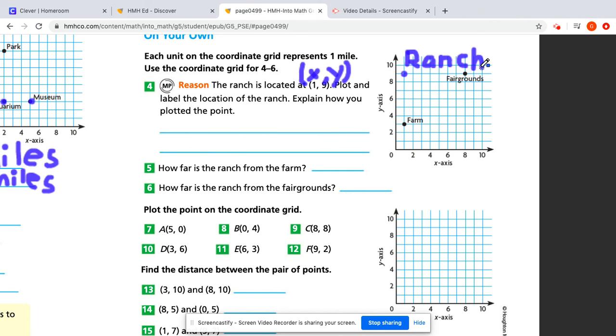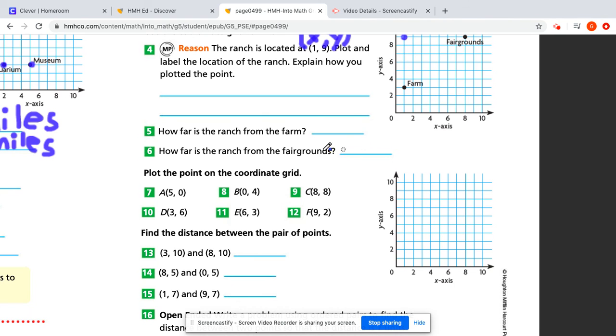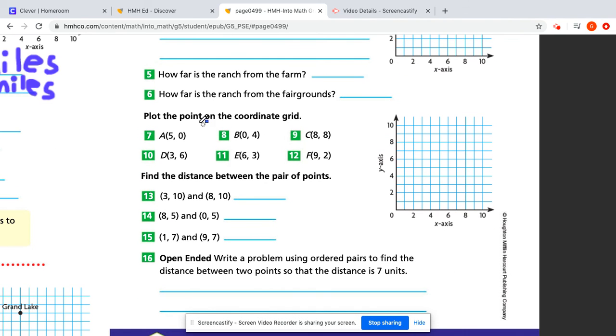Okay. This is page 480. Plot and label the location of the ranch. Explain how you plotted the point. So here it is. I plotted it. Explain. How did I get that? How did I know that the ranch had to go here? You're going to skip over 5 and 6. You're going to go over here to plot the points on the coordinate grid.